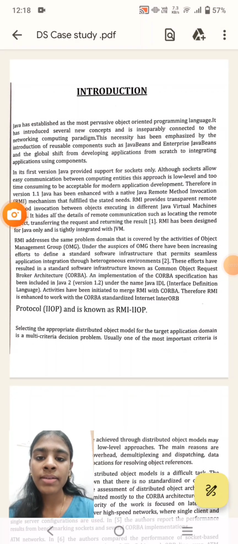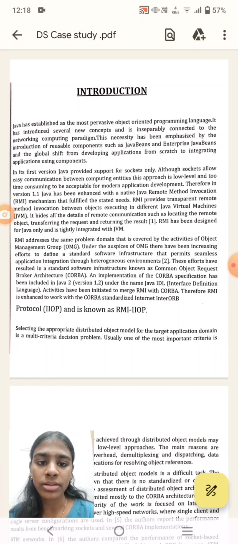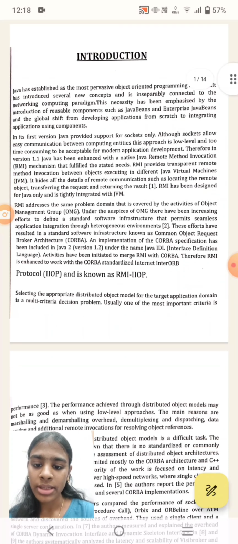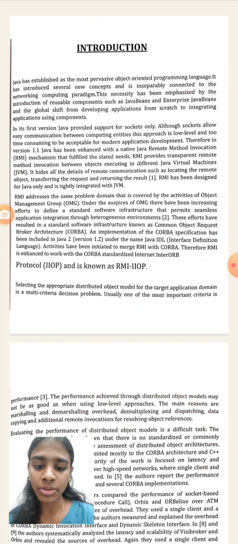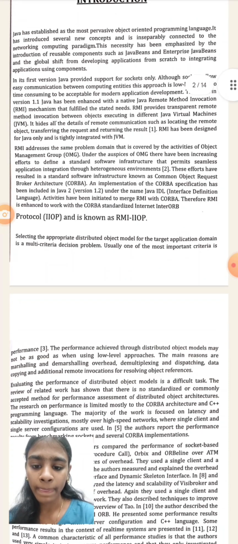Introduction. Java has established itself as the most pervasive object-oriented programming language. It has introduced several new concepts and is inseparably connected to the networking computing paradigm and protocol known as RMI and IIOP. Selecting the appropriate distributed object model for the target application domain is a multi-criteria decision problem.